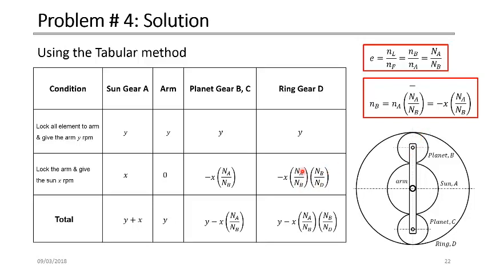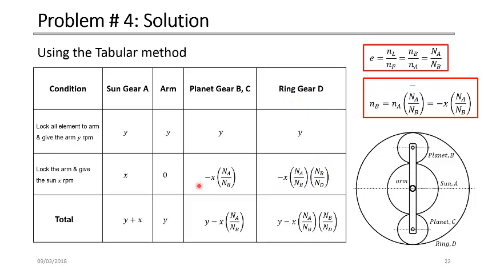NB divided by ND is the train value for this stage between B and D, and the other value here is the speed of the first, or driver, gear: negative X NA divided by NB, coming from this cell here. NB divided by ND is positive because they are internally engaged together. That's why it gets a positive sign. So the equation in this cell gives us the speed of the ring gear D.